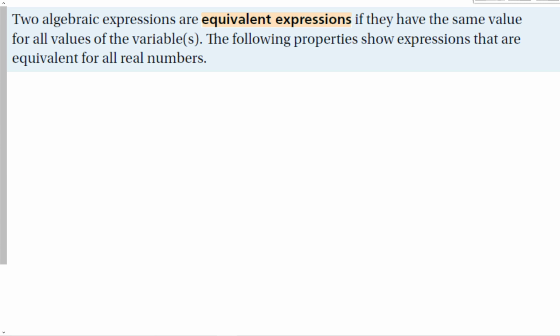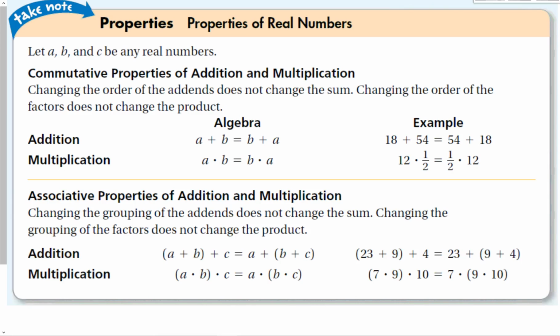Okay. So, first thing we're going to talk about is that two algebraic expressions are called equivalent expressions if they have the same value for all values of the variable. The following properties show expressions that are equivalent for all real numbers. Okay, so let's look at the first couple properties of real numbers. So we're going to talk about three letters, A, B, and C, and they're all going to be real numbers, which is important because in order for these properties to actually work, all the numbers that we put into these properties must be real. If they're not real, other things happen, but we'll save that for Algebra 2.